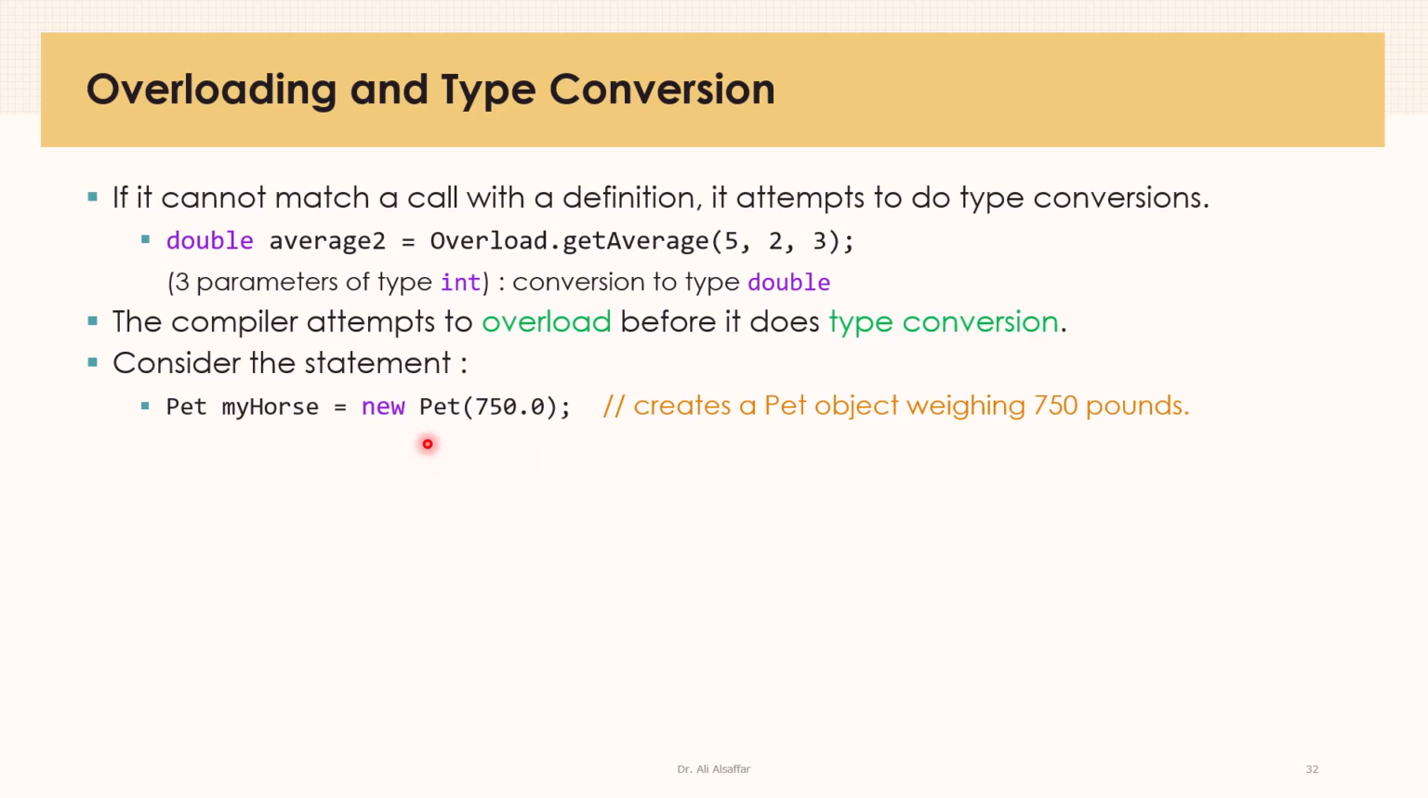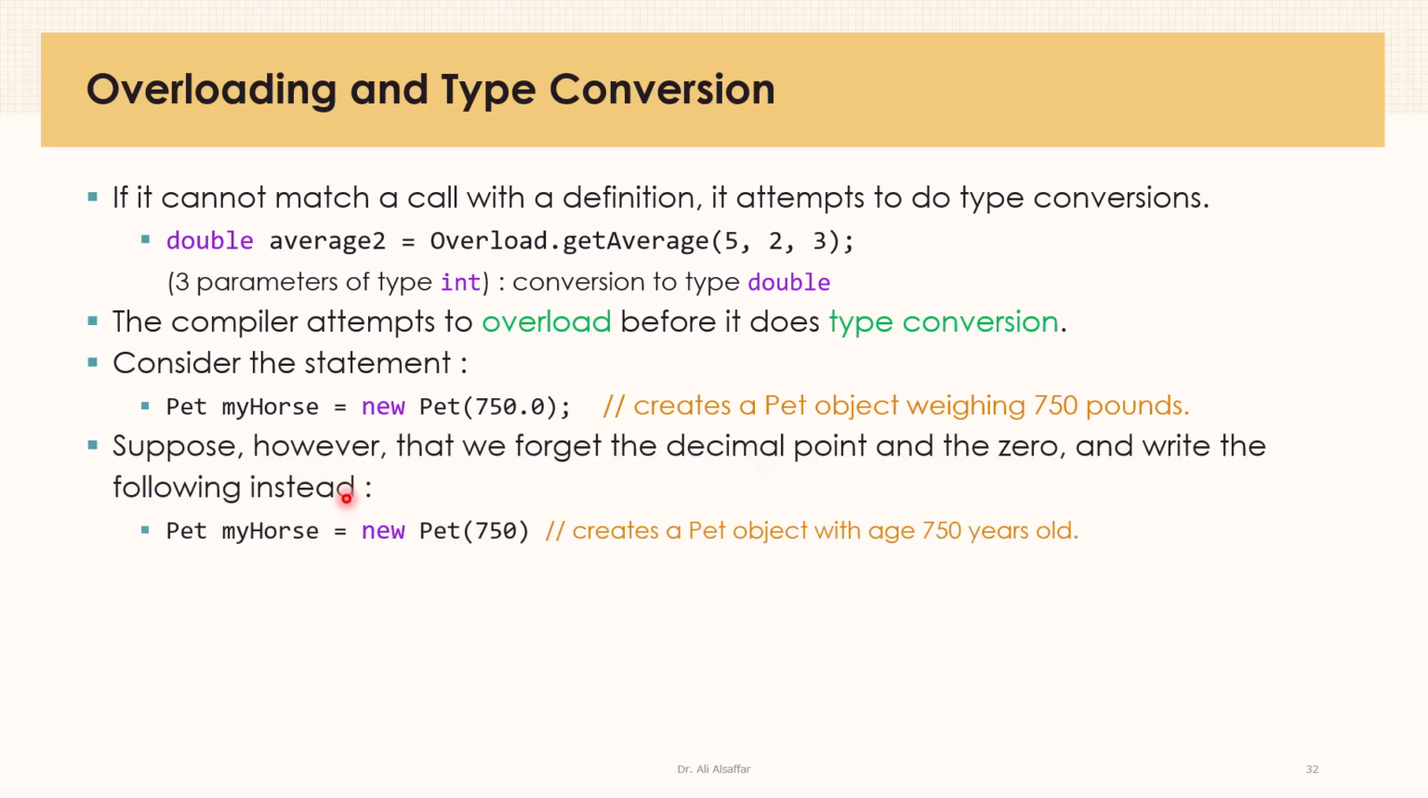In other words, if the input parameter to the constructor is double, then the compiler will call the constructor that creates a pet object with the input parameter as the weight, and if the input parameter is integer, then the compiler will call the constructor that creates a pet object with the input parameter as the age. So if the input parameter is double, then it represents the weight of the pet. And if the input parameter is integer, then it represents the age of the pet.